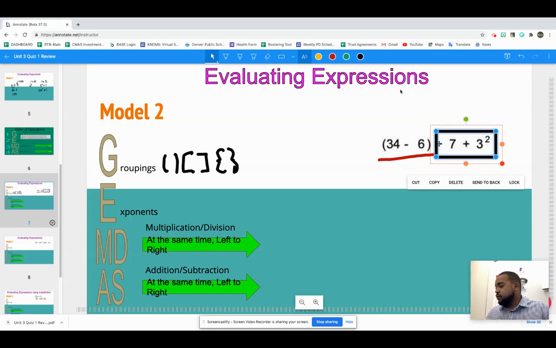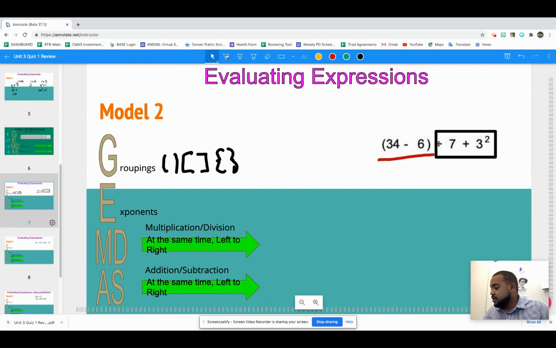So I want to go ahead and do the math, and I want to go through my order of operations again. I'm going to treat this as a new expression on its own. In this parentheses, do I have any groupings? I do not. Do I have any exponents? I don't see any exponents. Do I have any multiplication or division? No. Do I have any addition or subtraction? I do have subtraction, so I need to subtract first. I want to do 34 minus 6 first. When I do my math, I figured out that that's 28.